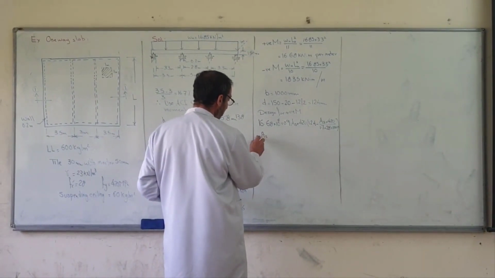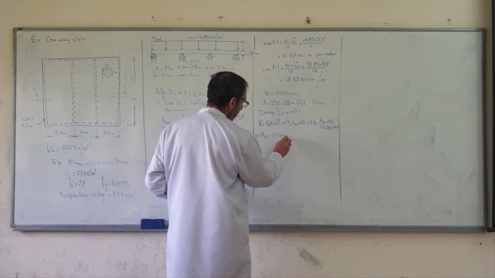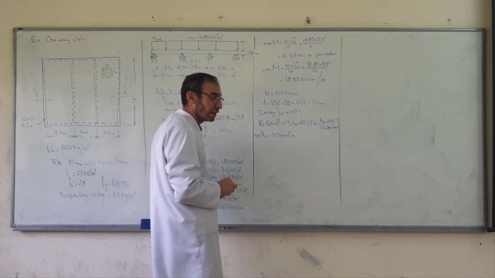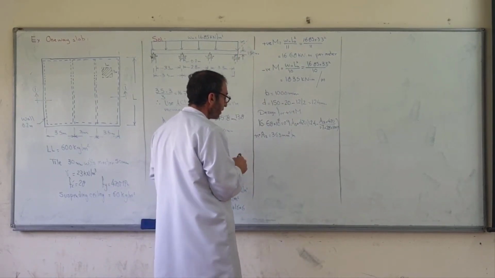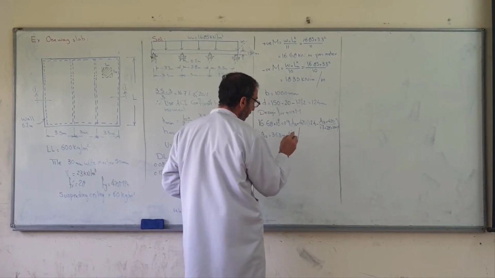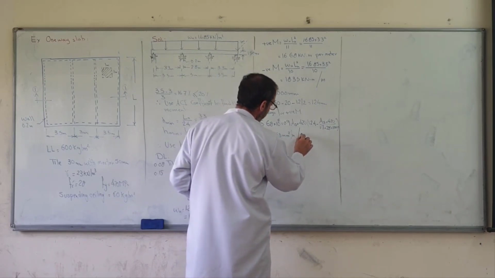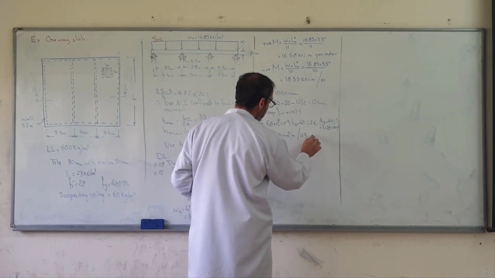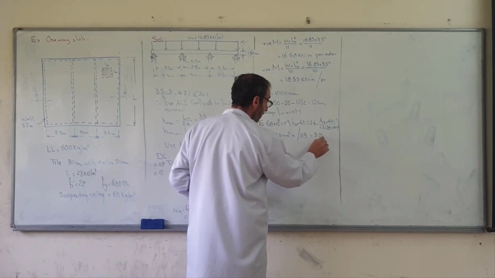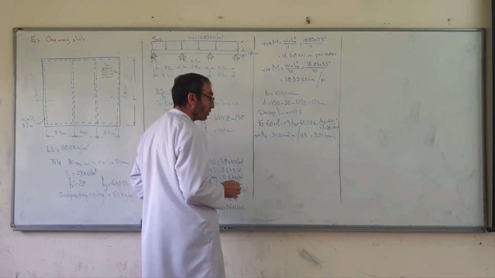As for positive moment is 363 millimeter square per meter. Then divided by phi 12. We use phi 12. In phi 12 the area of the steel bar is equal to 113 millimeter square. So how many bars? 3.21 bars.